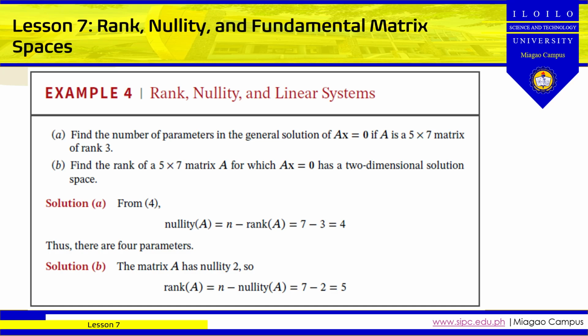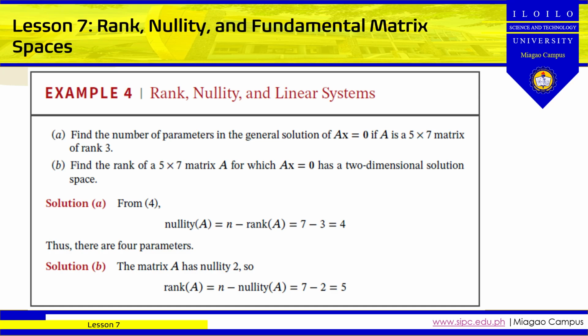For example, we have here the rank, nullity, and linear systems. (a) Find the number of parameters in the general solution of AX = 0 if A is a 5 by 7 matrix of rank 3, and (b) find the rank of a 5 by 7 matrix A for which AX = 0 has a two-dimensional solution space. Solution (a): from equation 4, the nullity of A is equal to n minus the rank of A. So 7 minus 3 is equal to 4, wherein you could say that there are 4 parameters. So the nullity of A is equal to 4.